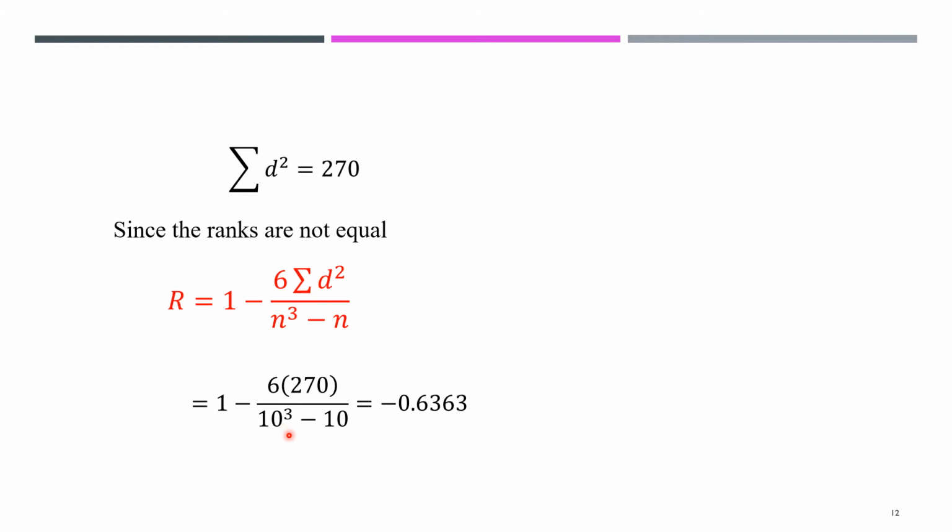Substituting for summation D square and n, there are 10 ranks. So we get 10 cube minus 10. So 1 minus 6 into summation D square, which is 270. Simplifying, we get the answer as minus 0.6363, which is again a negative correlation, and this value lies between minus 1 and plus 1.